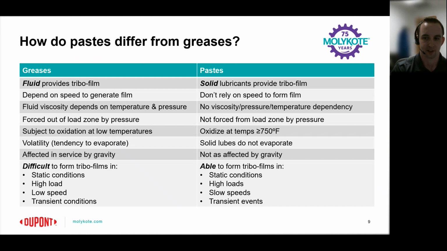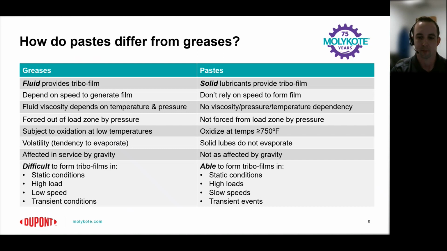Greases can also be displaced by excessive force, which leaves no lubrication behind, versus a solid, which can get burnished in and stay in place even after high loads are applied. With the paste, you also get much higher oxidation temperatures. Pastes are also gravity resistant. Greases can run off due to gravity, and then you again lose your lubrication, versus those burnished-in solids, which will remain there even if they're upside down.